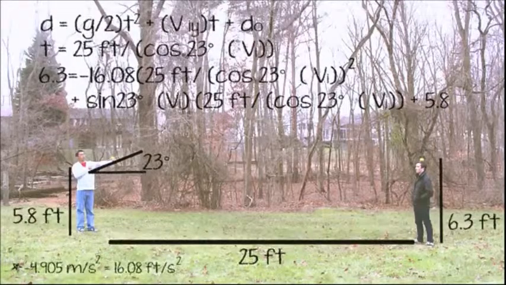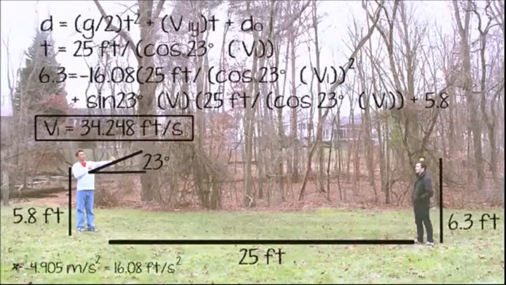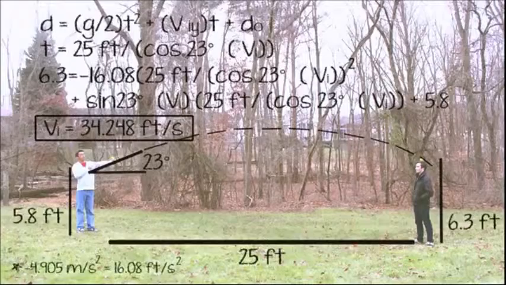After multiplying, dividing, canceling out, simplifying, and other math, we find that our initial velocity is 34.2 feet per second. That means that as long as I fire the arrow at a velocity of 34.2 feet per second, the arrow will hit the apple right off your delicate little head. It's that simple.